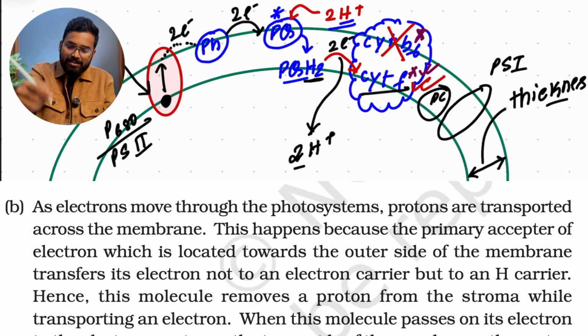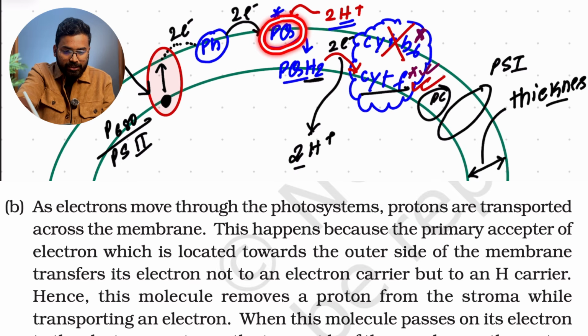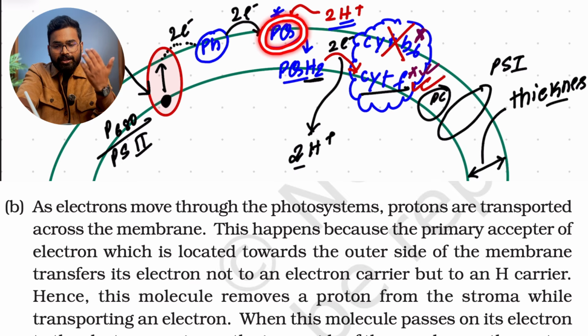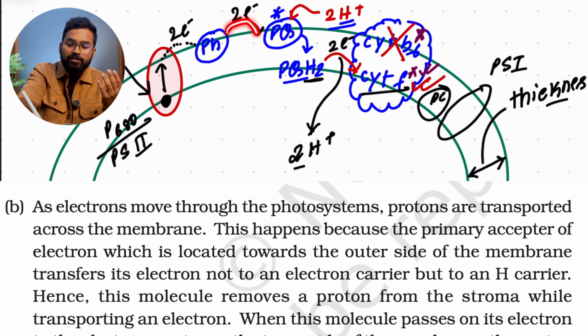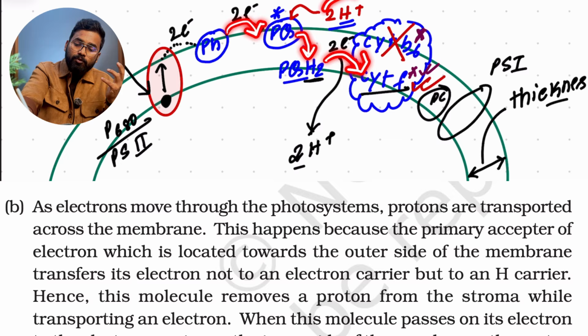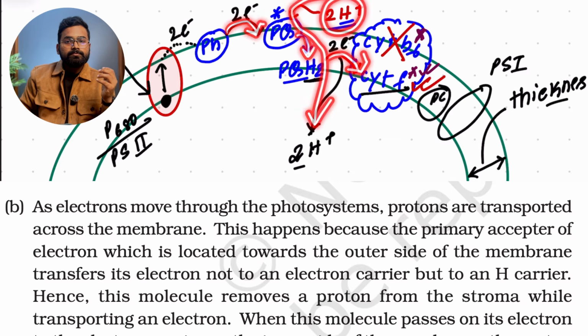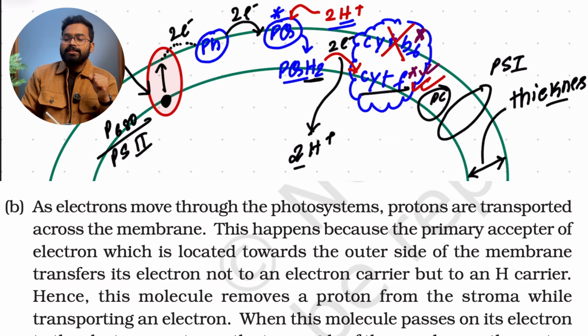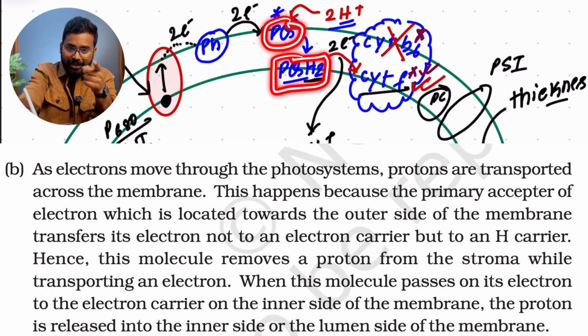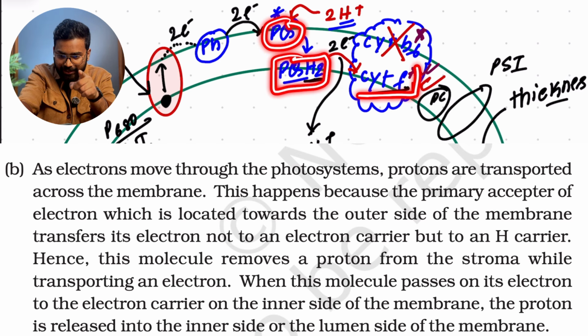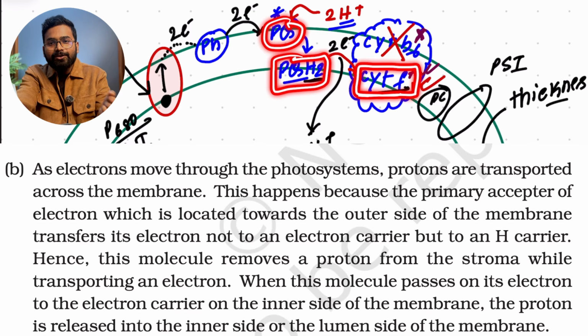Now the next line says this molecule, means PQ, removes a proton from the stroma while transporting electron. It means when PQ transfers its electron, it removes a proton from the stroma, right? Now the next line says when this molecule, that is PQH2, transfers an electron to an electron carrier, the next electron carrier is cytochrome F, right, which is located on the inner side.